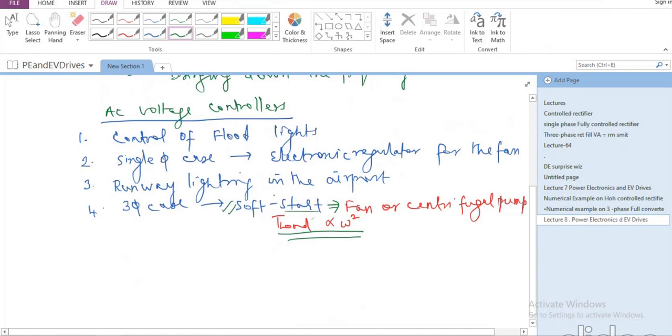So in fact, you can use it if you want to only vary the RMS value of the voltage, but you don't want to really vary the frequency.